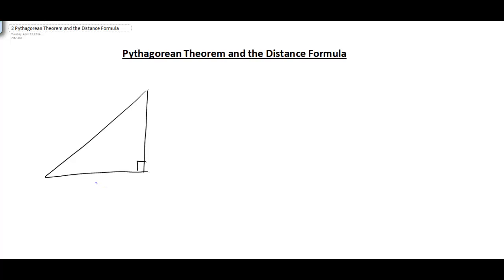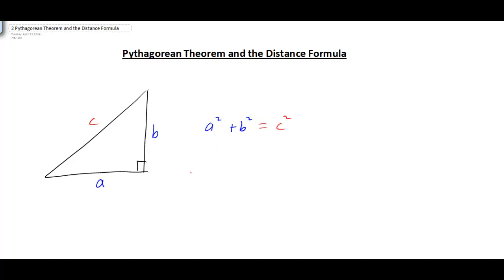We're going to look at the two sides that make up the 90-degree angle. I'm going to call one of those side A and the other one side B. The side opposite the right angle is the hypotenuse, which is side C. It doesn't matter which one we label A or B, but the hypotenuse is typically referred to as side C. The Pythagorean theorem states that A squared plus B squared is equal to C squared.